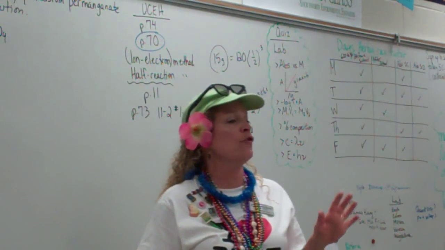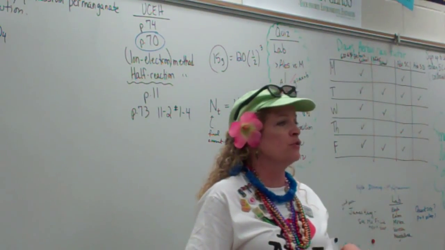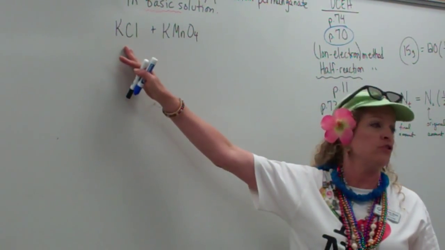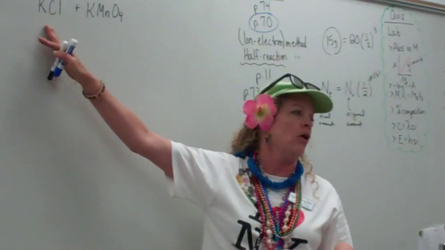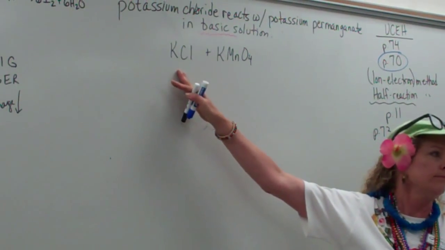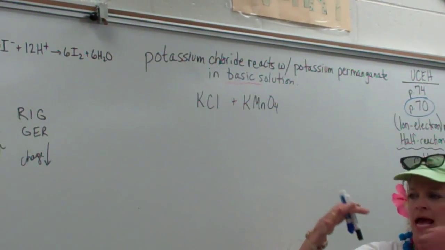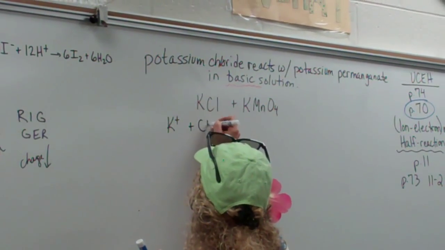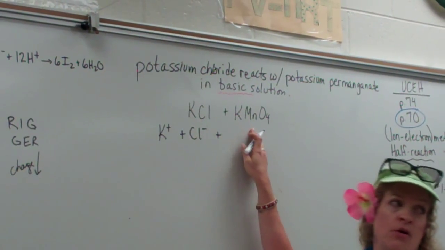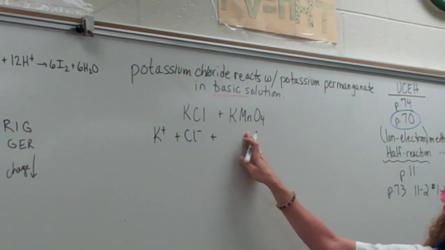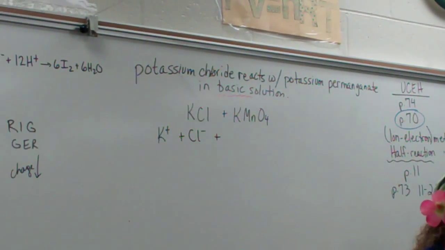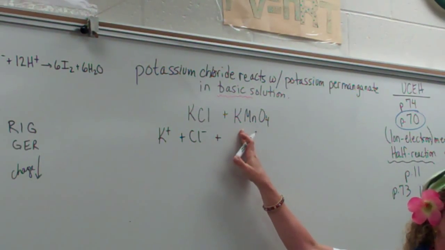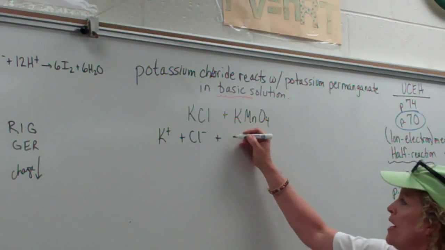So the very first thing I'm going to do is recognize that these are going to be in solution. And so what's going to happen to a potassium salt in solution? They're going to break up? Yeah. So this is going to be K plus and Cl minus. What about KMnO4? Is it going to break up? Yes. We don't know anything about permanganate, but we know about alkali metal ions, right? Potassium always breaks up.